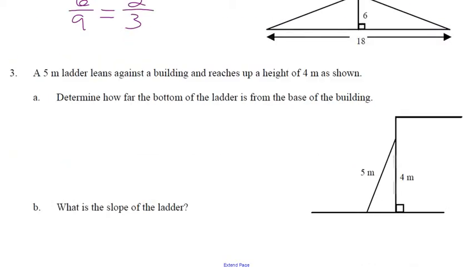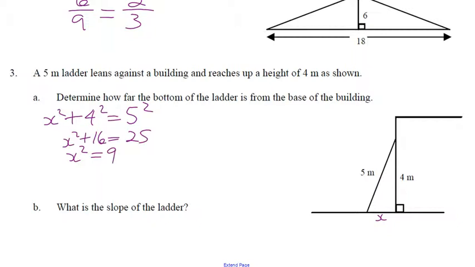A 5-meter ladder leans against a building and reaches a height of 4 meters as shown. Determine how far the bottom of the ladder is from the base of the building. So we would say x squared plus y squared equals r squared. Let's go with x squared plus 4 squared equals 5 squared. We all know it's 3, but we have to determine it, so we need to show some work. Can we just say it's a Pythagorean triple? Sure, but if you don't show work, you'll lose marks.